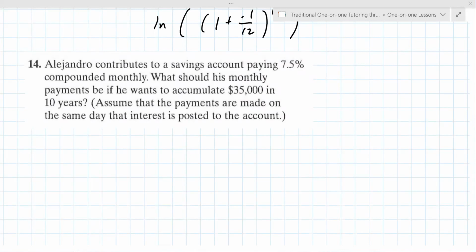So the last one was the present value, right? Yeah, that sounds about right.